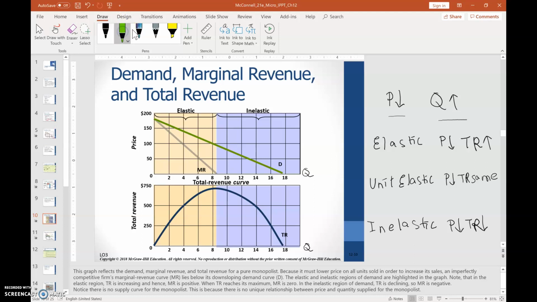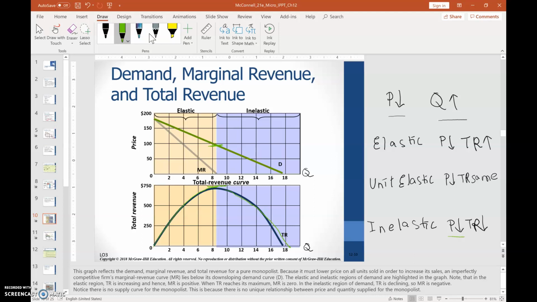So looking at this graph here, it looks like the top part of the demand curve is elastic. At the middle, the demand curve becomes unit elastic, and the bottom part of the demand curve is inelastic. The total revenue curve, if you look at this curve here, keeps increasing on the elastic part of the demand curve, reaches a maximum, stays the same on the unit elastic part of the demand curve. On the inelastic part of the demand curve, the total revenue keeps going down.